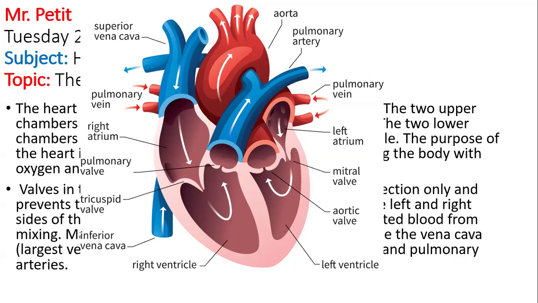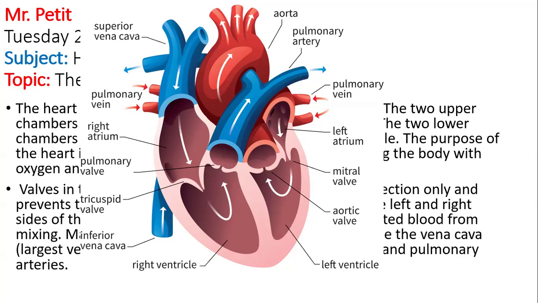So if that's the case, if it's going to carry the blood to the aorta, which side do you think has a higher pressure? The left side. So we have the right ventricle and we have the left ventricle. Which side do you think has to be able to exert more pressure? The left ventricle.